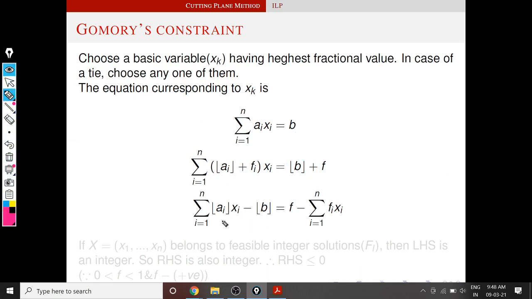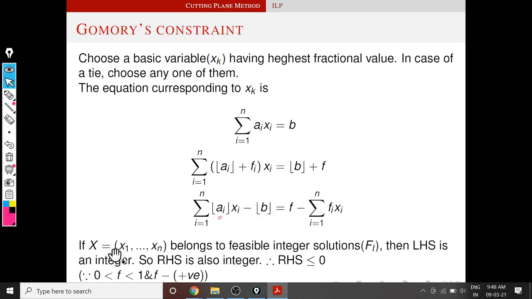Okay, so here all the floor AIs are integers. Here all these AIs are integers, and all these AIs and all the floor functions are integers. Okay, so suppose x equal to x1, x2, xn belongs to a feasible integer solution. What is our algorithm?